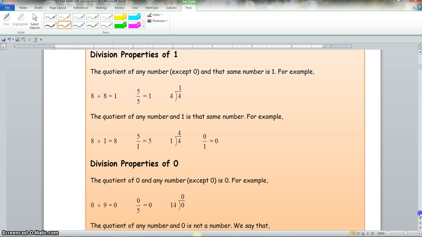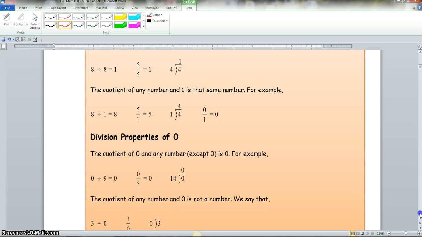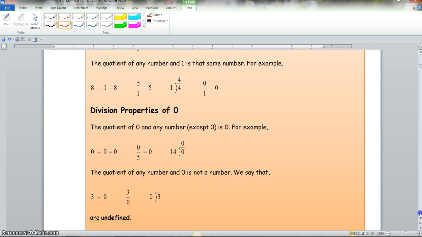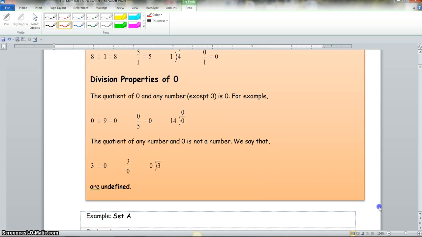Now we come down to the division properties of 0. Now there are actually two. The quotient of 0 in any number except 0 is 0. For example, 0 divided by 9 is 0, 0 divided by 5 is 0, and 0 divided by 14 is 0. This is basically saying that if you take 0 and divide it by any number except 0, then it gives you 0.